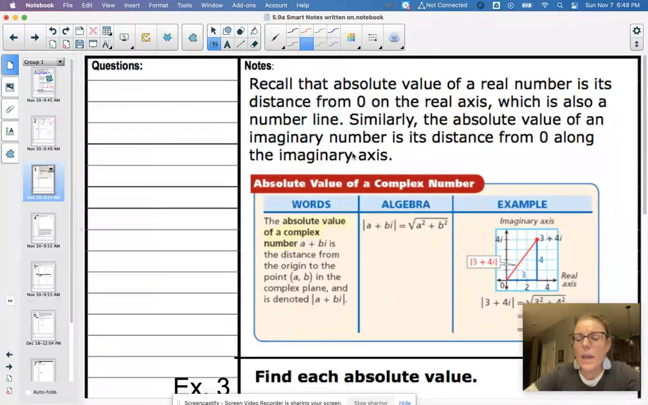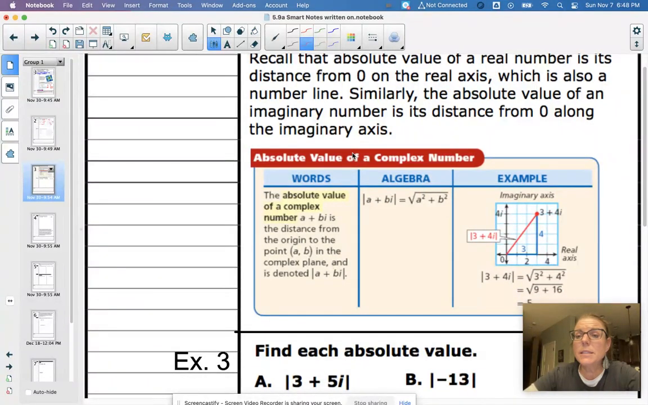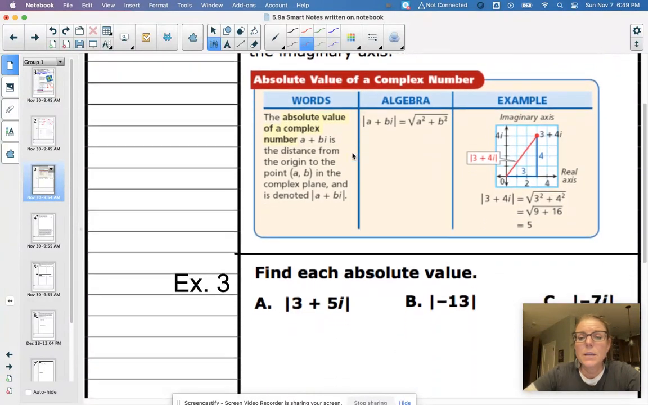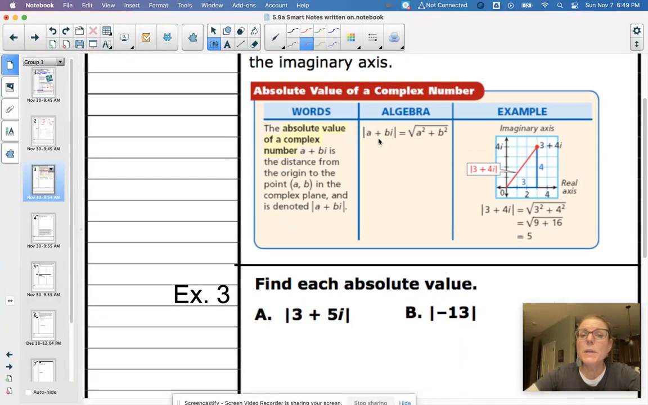Recall that the absolute value of a real number is its distance from 0 on the real axis, which is also a number line. Similarly, the absolute value of an imaginary number is its distance from 0 along the imaginary axis. So we're going to talk about the absolute value of a complex number. The absolute value of a complex number, a plus bi, is the distance from the origin 0, 0, to the point (a, b) in the complex plane, and it's denoted the absolute value of a plus bi. The reason it's an absolute value is because a distance can never be negative.